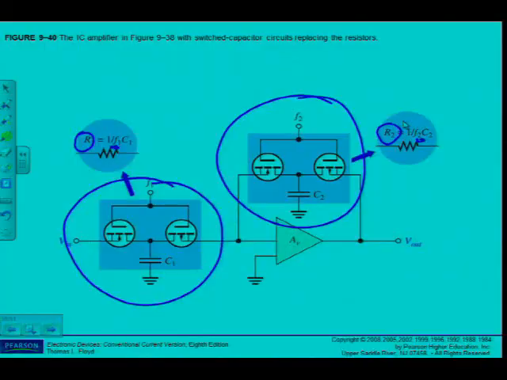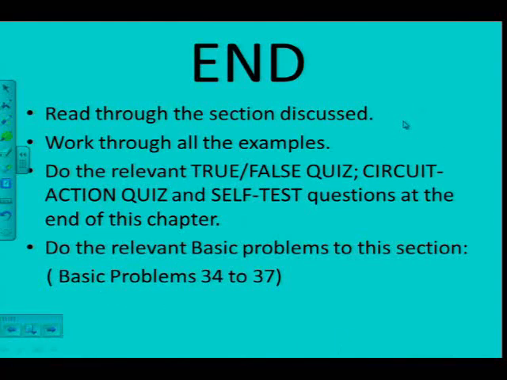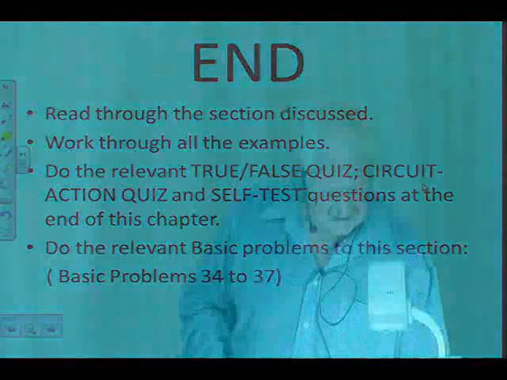of the MOSFETs in analog switching. As we can see, it is basically just theory in that specific section. So please read through the sections again and work through them, although there are not that many examples, and then of course do the relevant basic problems, in this case only 34 to 37. All right, that concludes MOSFET analog switching.